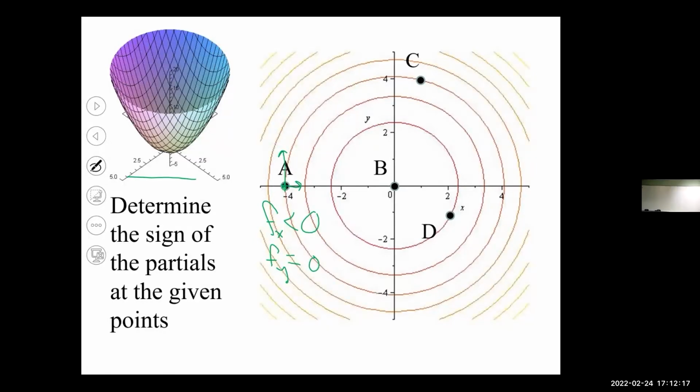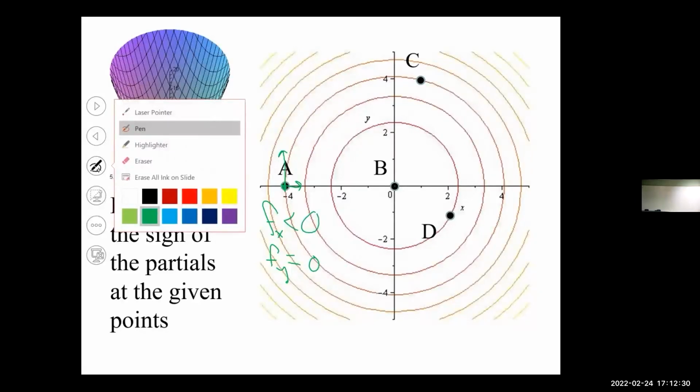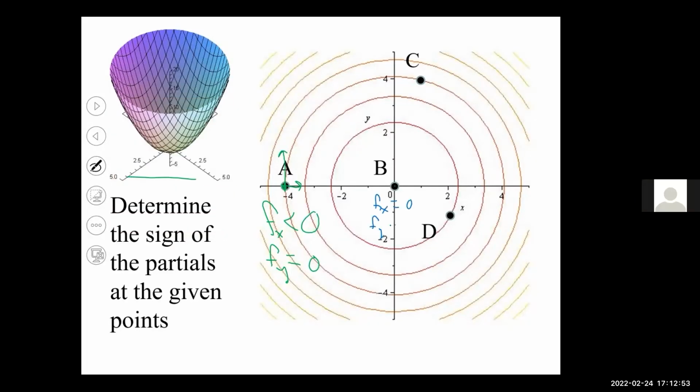Let's try another one, because this takes a little bit of practice. Let's do B next. Now think about where B sits, right? B is at the bottom of this paraboloid. What do you think about the partials at 0? We have basically a critical point there.